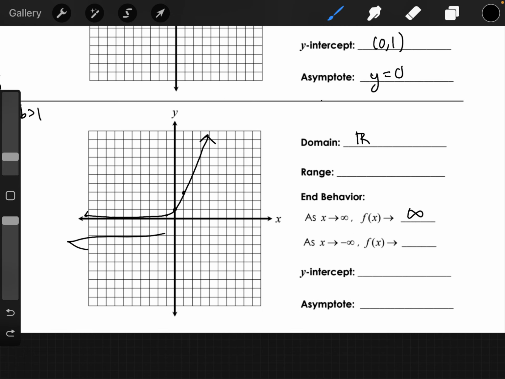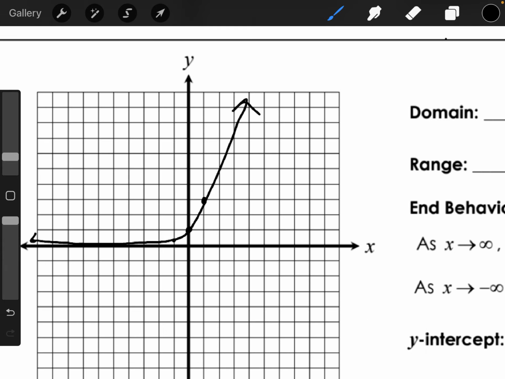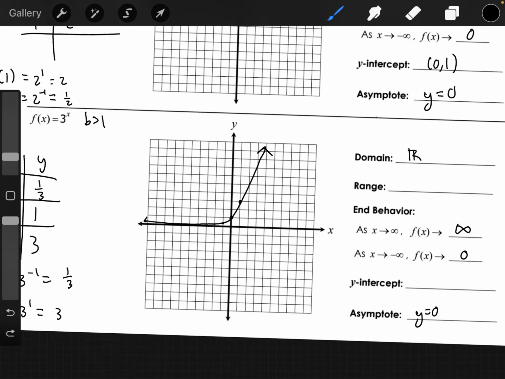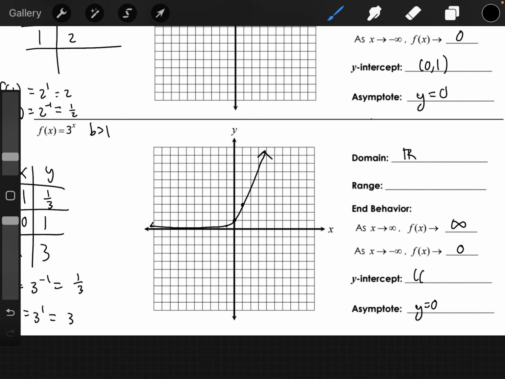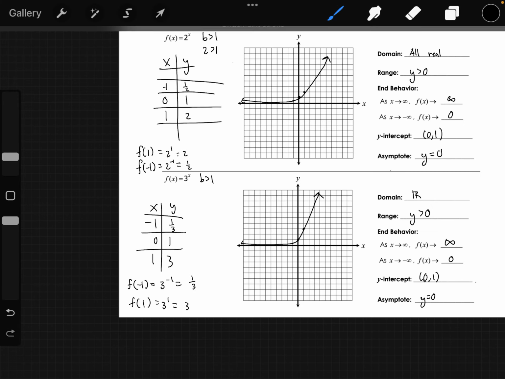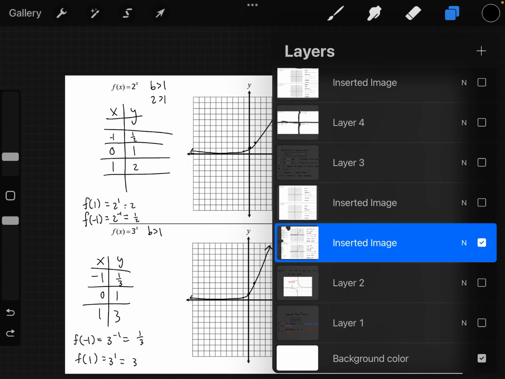And once again, we see as x moves towards negative infinity, so it moves this way, f of x will approach 0. So the asymptote is y equals 0. And the y-intercept, where it crosses the y-axis, is at 0, 1. And the range is all the y values above 0.